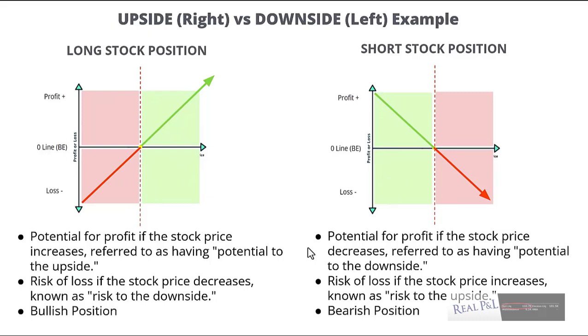So potential for profit if the stock increases is referred to as having potential upside, or the risk of a loss if the stock price decreases, right here you can see, is known as risk to the downside. So you have risk to the downside here, profit to the upside here. This is a bullish position. Now with the bearish position, you have the opposite. You have the potential for profit if the stock price decreases. So it starts here and decreases down. You're going to hit this zone here where you're going to be profitable. Or if the stock price increases, it goes higher, and you're short, you can see the risk is down here in this quadrant. And you're bearish. This is a bearish position.